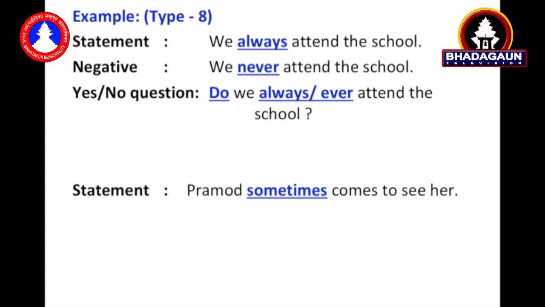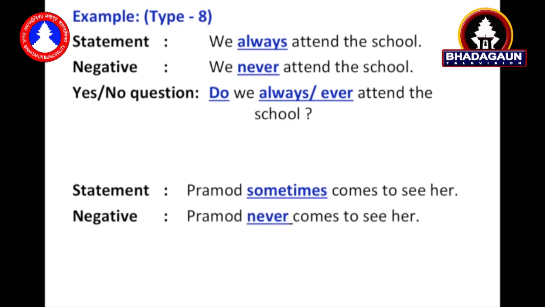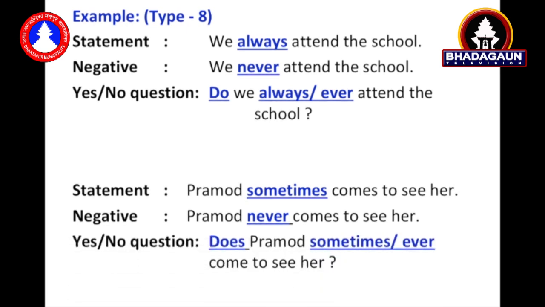Pramod sometimes comes to see her, and what is negative? Pramod never comes to see her. And again, sometimes is changed into never in negative. Here comes is V5 form, and again we take the help of the do verb, that is does. Does Pramod sometimes or ever come to see her? And does is used before the subject because the main verb comes is V5.